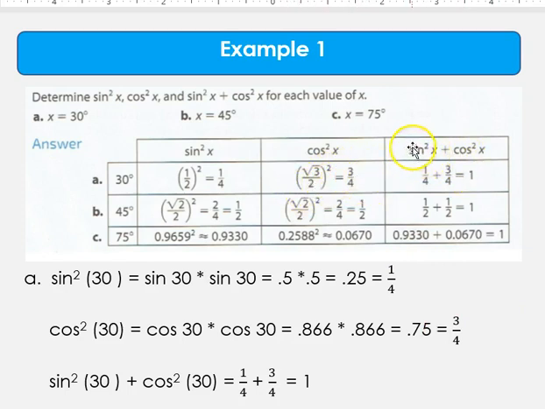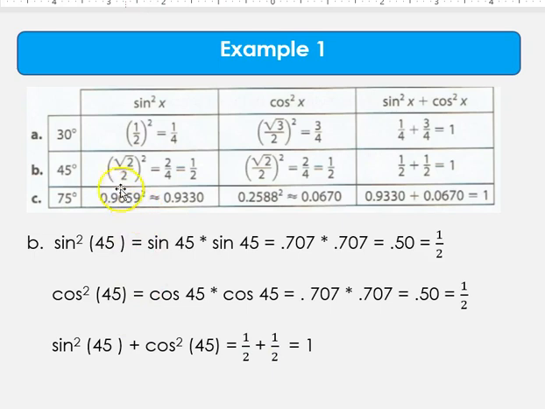Now the ultimate of this is, they want to take these two expressions, the sine squared x plus cosine squared x, and add them together. And if you've done this correctly, the answer will be 1, or very close to 1, so close that it would be approximately 1. So we have our 1/4 and our 3/4, and we add them together and they equal 1.